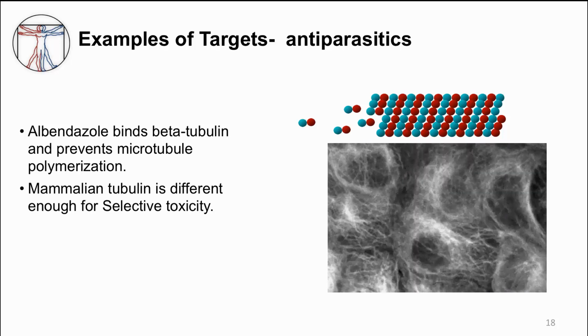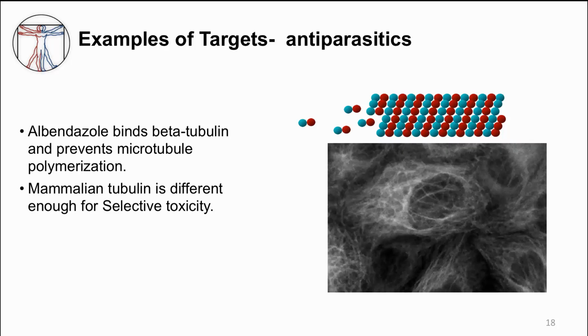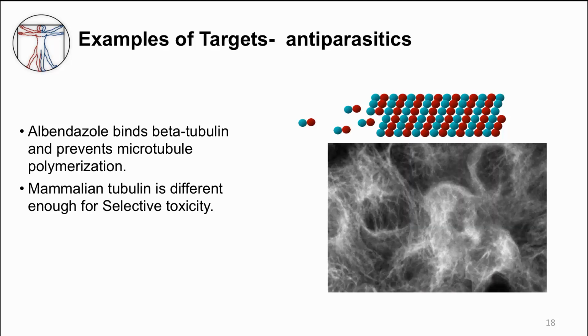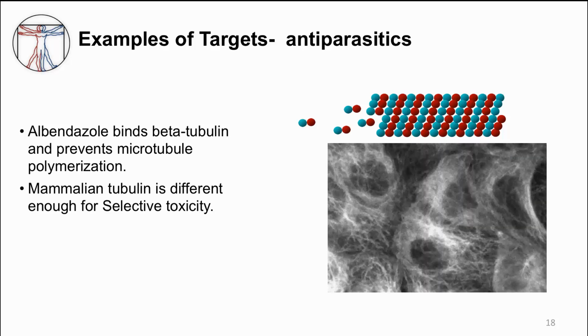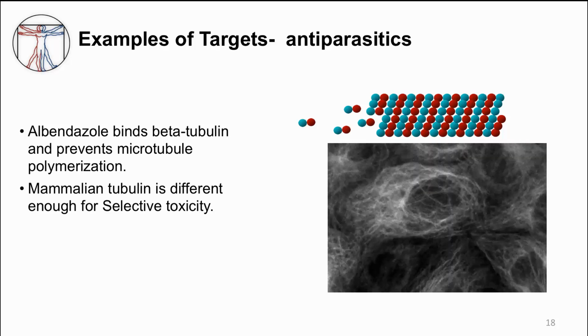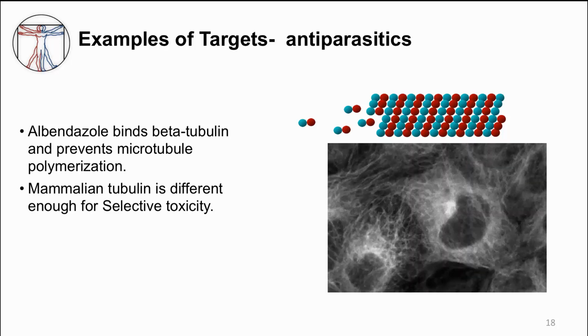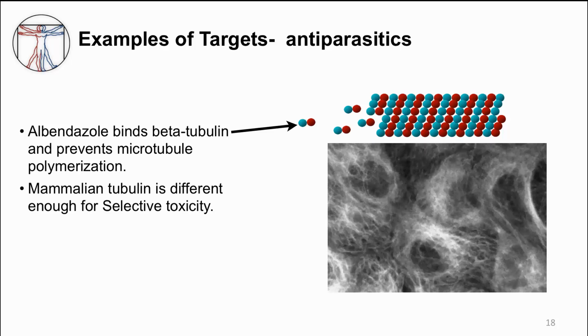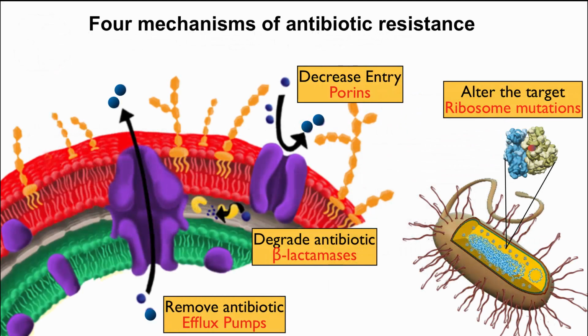Albendazole specifically binds to the beta-tubulin for nematodes, demonstrating selective toxicity. Our tubulin is different, and albendazole doesn't bind it. In fact, drugs that bind to our beta-tubulin are actually anti-cancer drugs. I have now showed you many of the drugs that we have to prevent microbial replication.